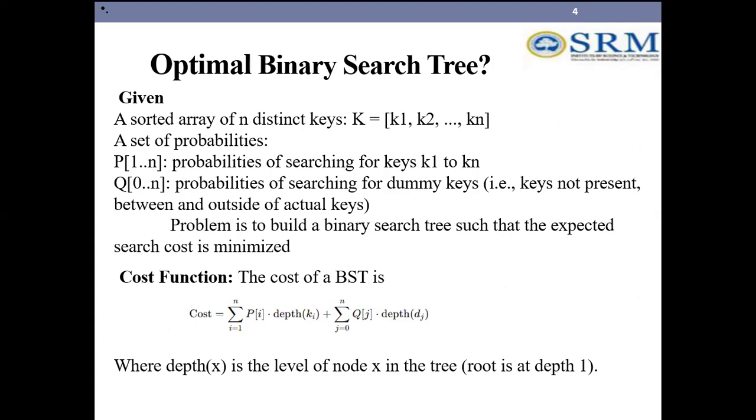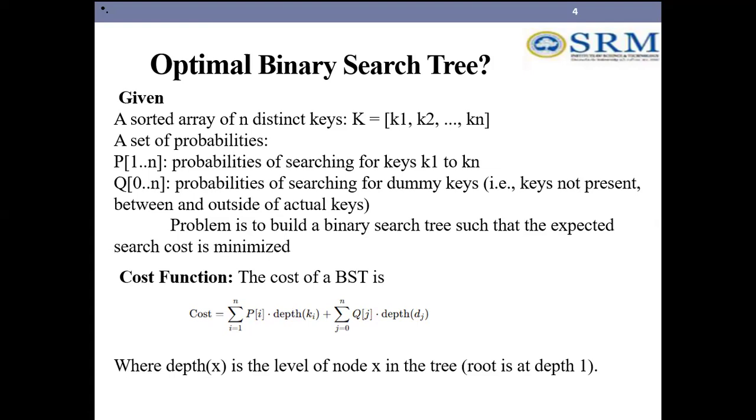And we have two probability sets. That is p, the probability for searching for keys k1 to kn. So each key has the probability for successful searching. And q is 0 to n, the probability of searching for dummy keys, where the key is not present. That is the unsuccessful search probability.